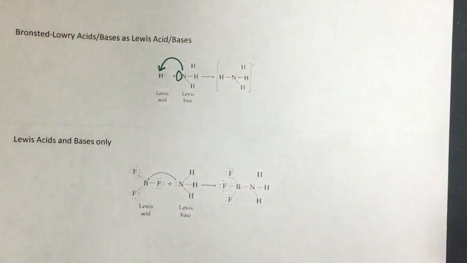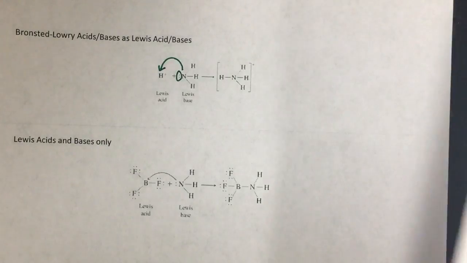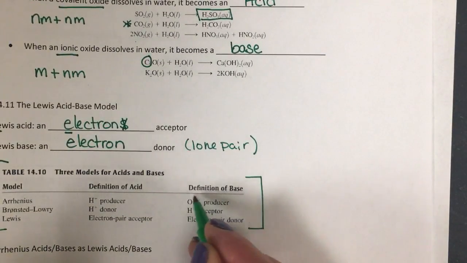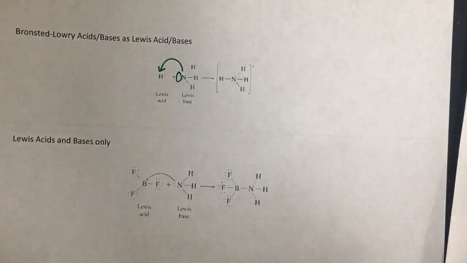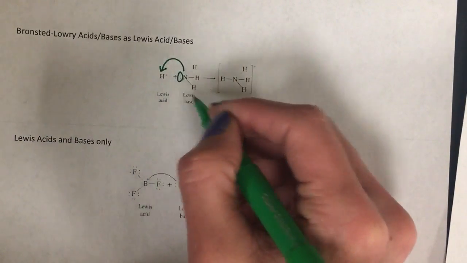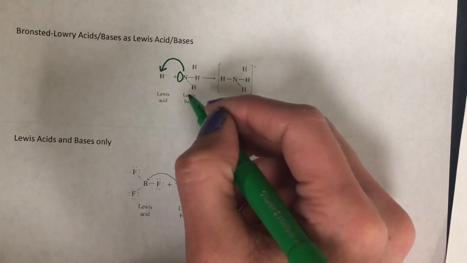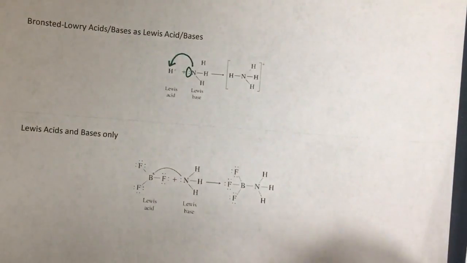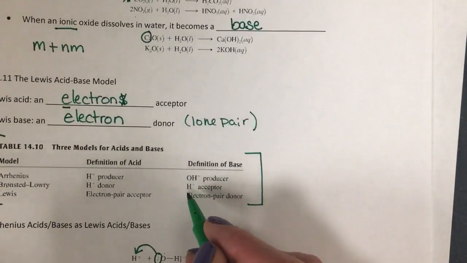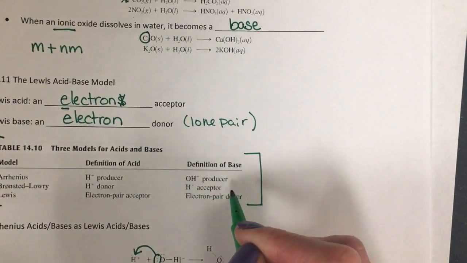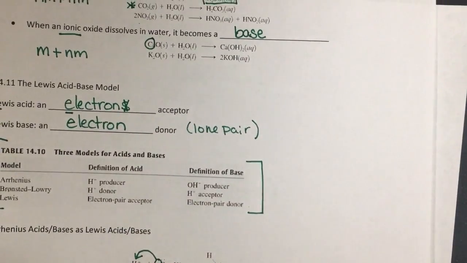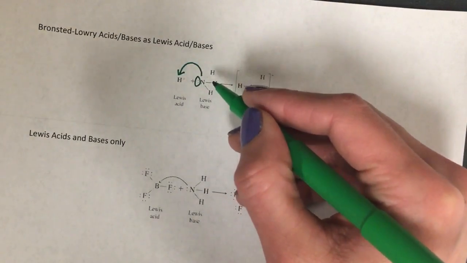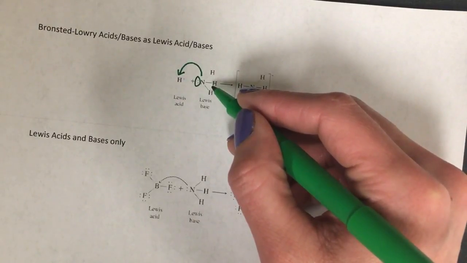Now this base, on the other hand, if I look, it does not produce OHs. There's no OH anywhere here. So this is not an Arrhenius base. It does accept H pluses, so it is a Bronsted-Lowry base. So in this case, this is just Bronsted-Lowry and Lewis, okay?